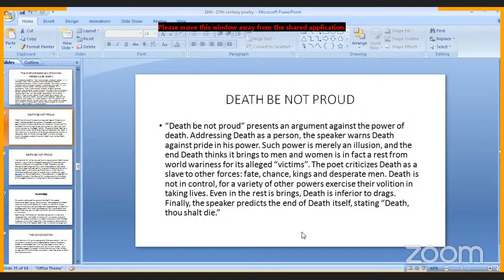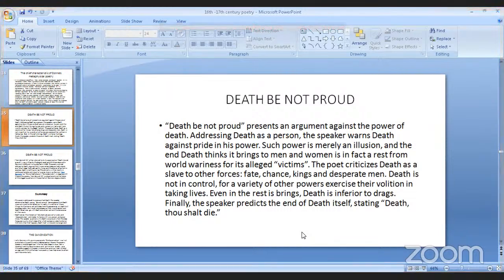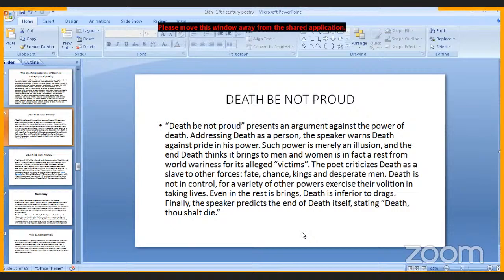Addressing death as a person, the speaker warns death against pride in his power. Such power is merely an illusion. He says, don't be so proud. Death, you're not so strong. And the end death thinks it brings to men and women is in fact a rest from world weariness for its alleged victims. The poet criticizes death as a slave to other forces: fate, chance, kings, and desperate men.